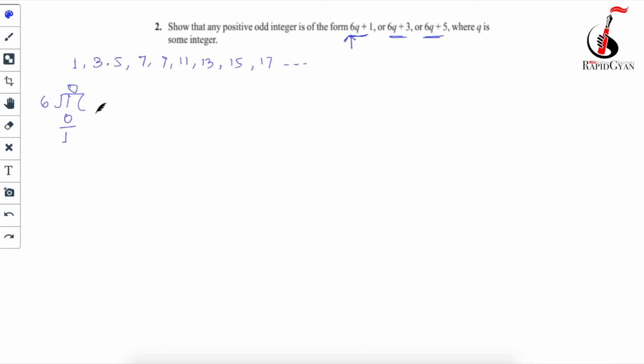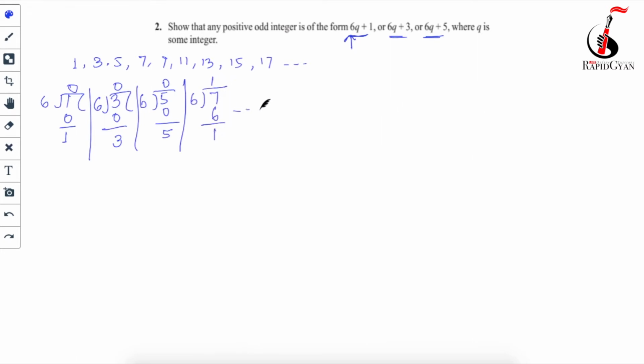Similarly, if I divide 3 by 6, it's 0, 0 and here I will get remainder 3. Now I will divide 5 by 6, so again 0, 0 and my remainder is 5, correct. Now if I divide 7, 7 will go just one time, 6 and my remainder is 1. So in this way it will go on. So I will just try to write it over here.